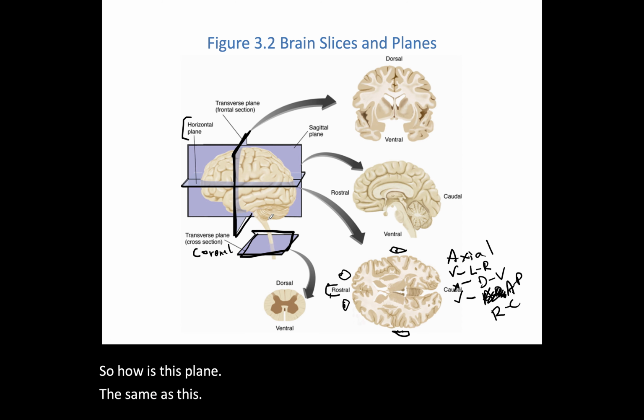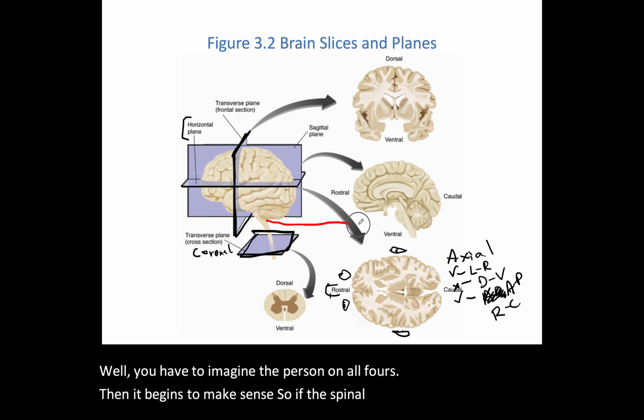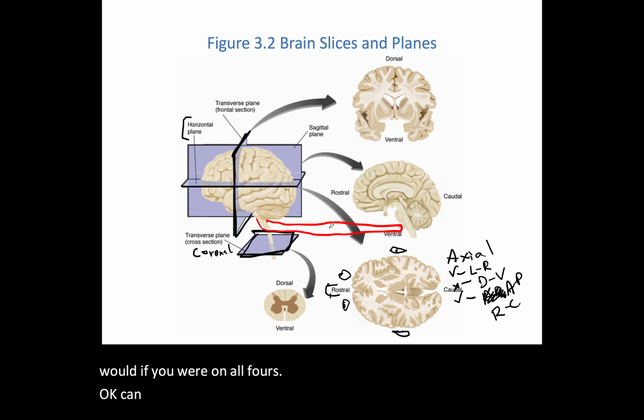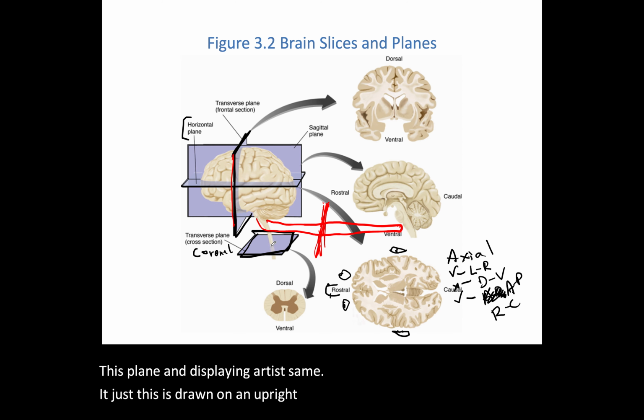Well, you have to imagine the person on all fours. Then it begins to make sense. So if the spinal cord is going back here, as it would if you were on all fours, okay, can you mentally translate this? And you would see that it is this slice, and indeed, this plane and this plane are the same. It just, this is drawn on an upright human, which is downright confusing.